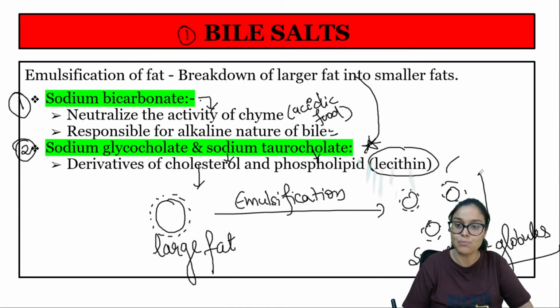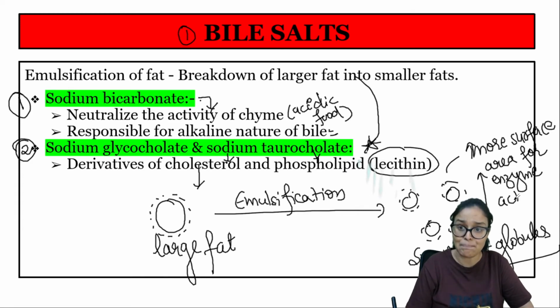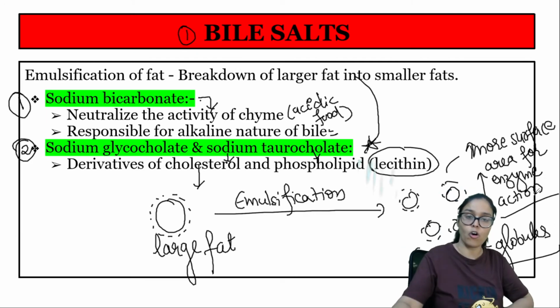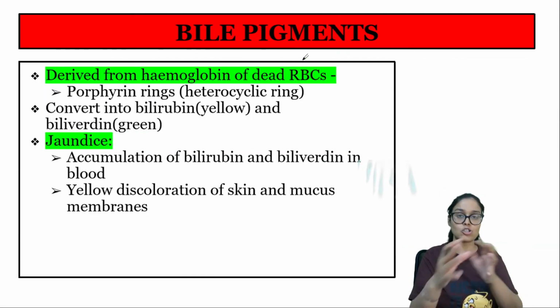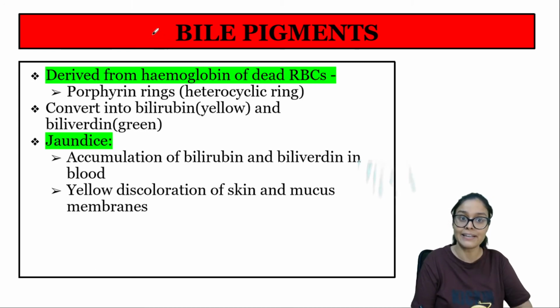So obviously small fat globules have more surface area for what? More surface area for enzyme action. The enzyme can work on it efficiently. Lipase enzyme can work on it efficiently now. And obviously this is the bile salt function, emulsification. Remember this term, it is important, right?